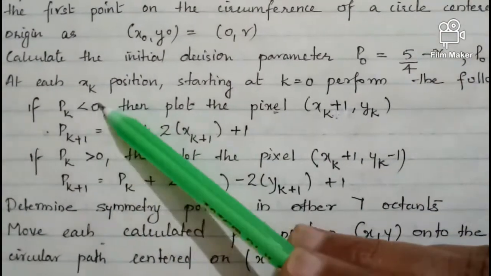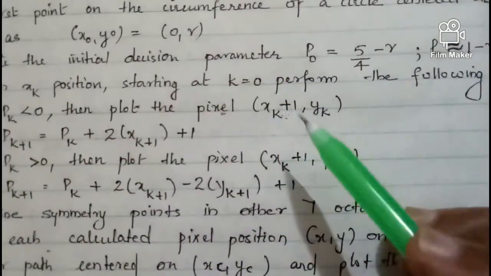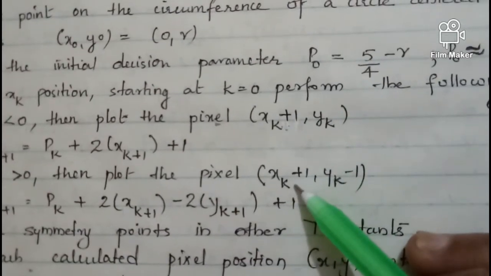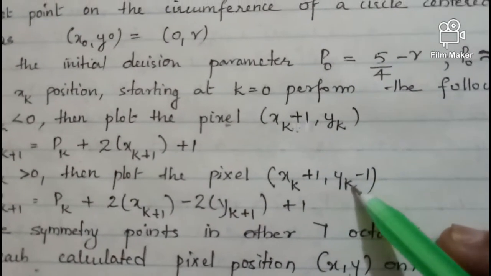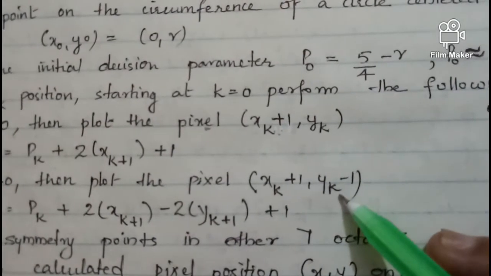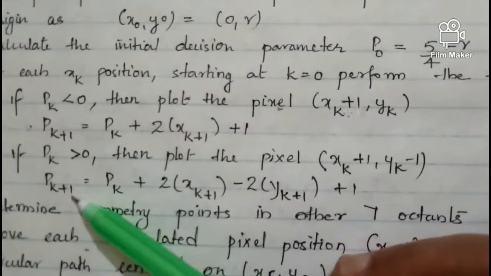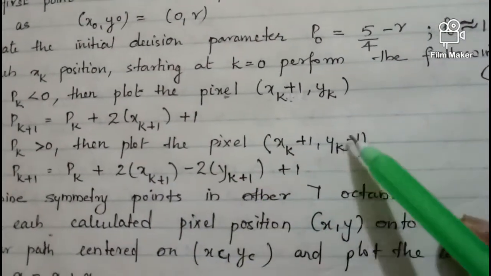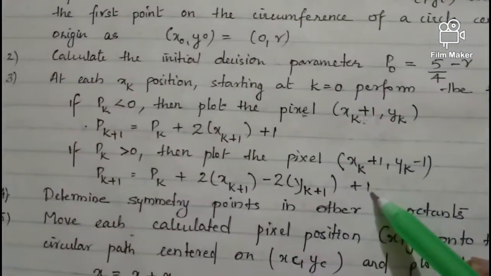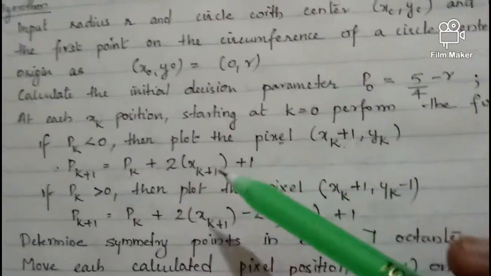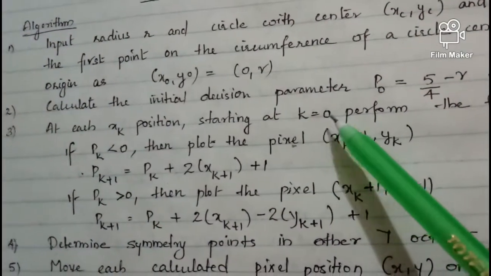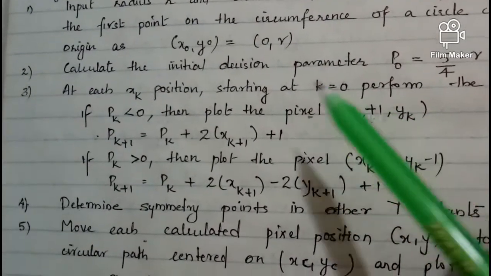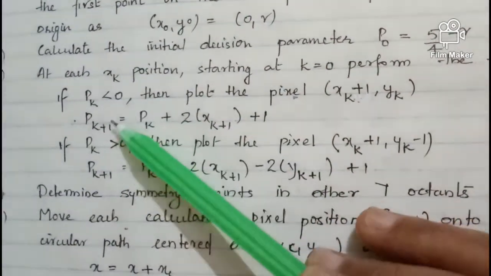Now if pk is positive, then you have to plot the point (xk + 1, yk - 1). That means the next value of x becomes the current value of x plus 1, and the next value of y becomes the current value of y minus 1. Similarly, pk+1 can be computed using pk + 2 times the computed value of x minus 2 times the computed value of y, plus 1. So in this way, in each iteration, that means for each value of k, you have to obtain the next values of x and y, and depending on these you have to calculate the value of pk+1 also.